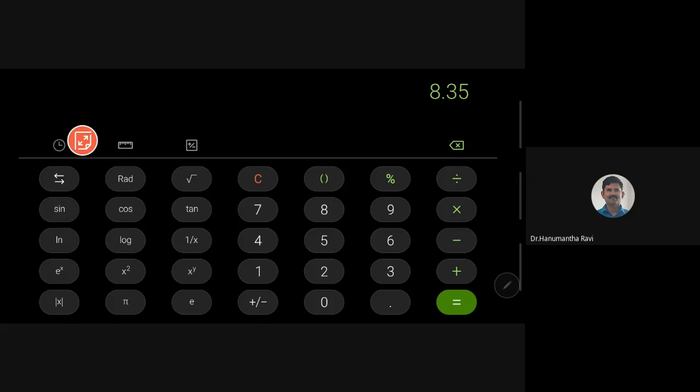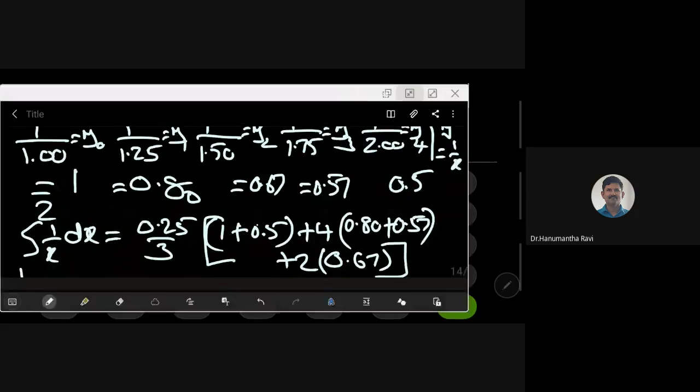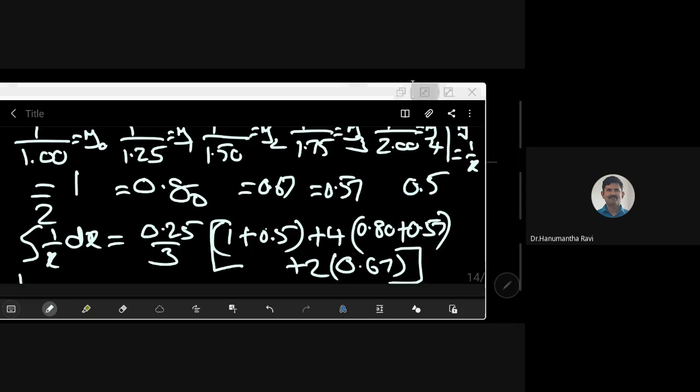That is 8.35. Now 8.35 into h by 3 we have to calculate. So into h, which is 0.25, divided by 3, you are getting 0.6958.